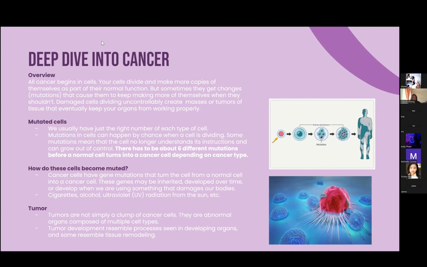Many people think that tumors are simply just a clump of cancer cells. Instead, they are abnormal organs composed of multiple cell types. Some aspects of tumor development resemble processes seen in developing organs, while others are more akin to tissue remodeling.